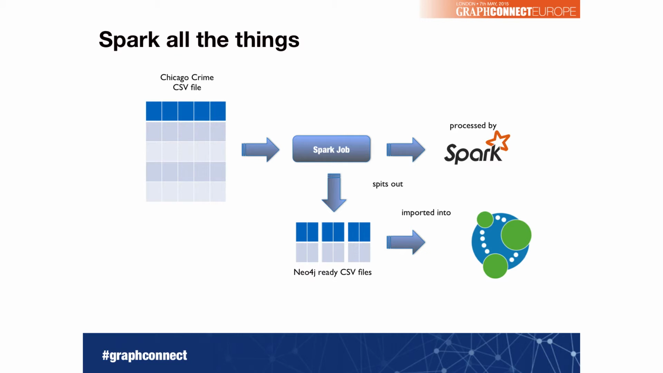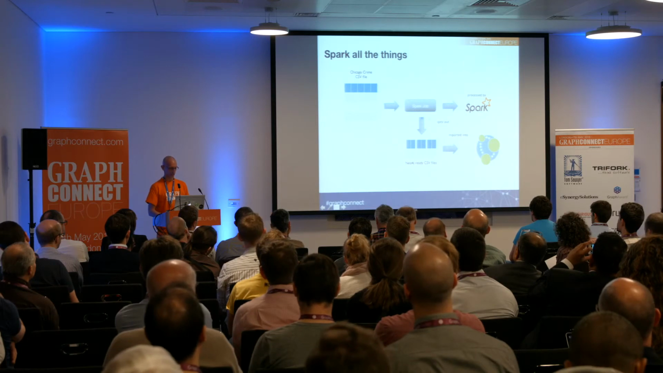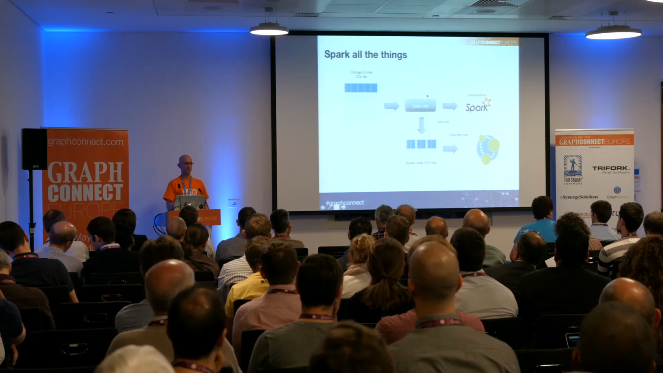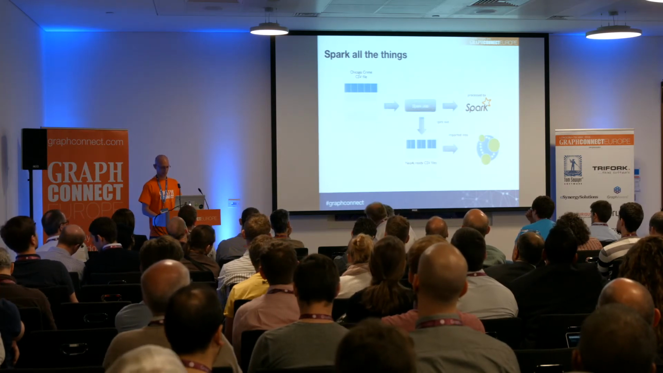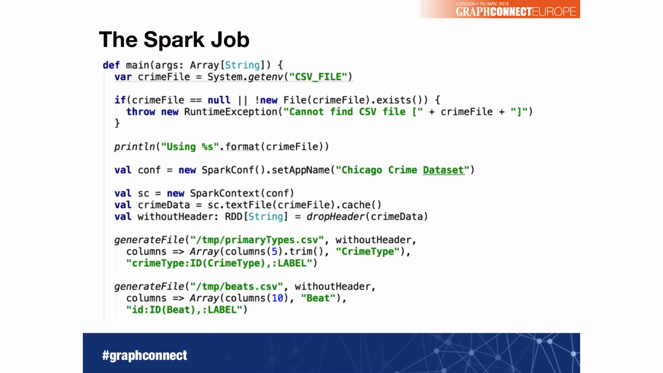So what I've done, I'll show you next, is we've got the Chicago crime file. We're going to create a Spark job to take that CSV file and spit out lots of new ones that Neo4j loves, and then we're going to import it into Neo4j. So there's a couple of steps. This is roughly what the Spark job looks like.